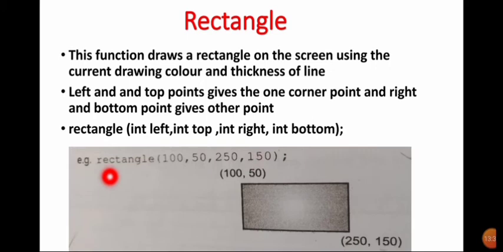This is the function rectangle. What is written inside the bracket? Int left and int top provide you the left and top points, which is shown here, 150. This is the left and top corner. This is int right and int bottom corner. So 250 is the right and 150 is the bottom corner.